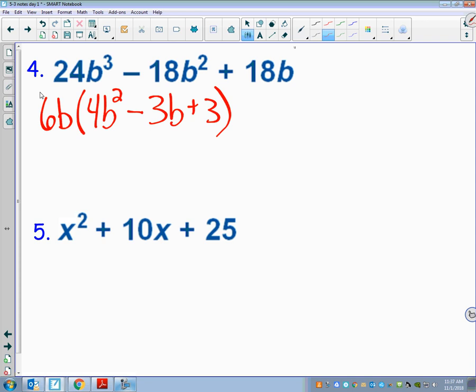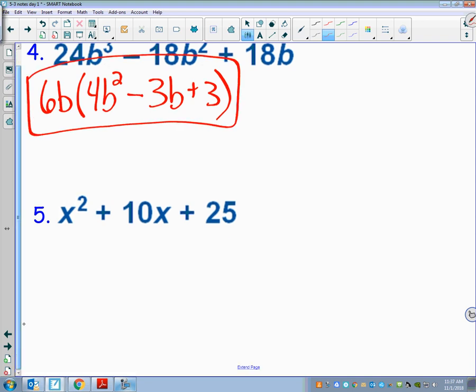And so that's just another GCF one. Now look at number 5. Number 5 is our undoing FOIL. When we undo FOIL, we're trying to write it back as the 2 parentheses that multiply to give you this. So this is your F of FOIL, this is your L of FOIL, and then the middle term is the combined outside and inside.